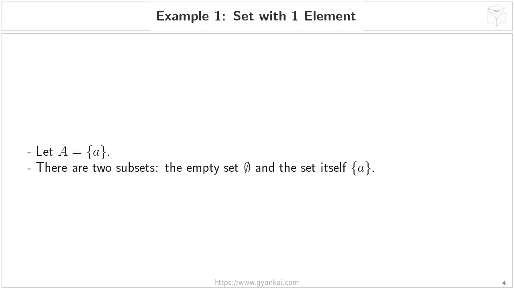Example 1, set with 1 element. Now let's consider a very simple set, which we'll call A. This set, A, contains just 1 element, which is A. So what are the subsets of A?